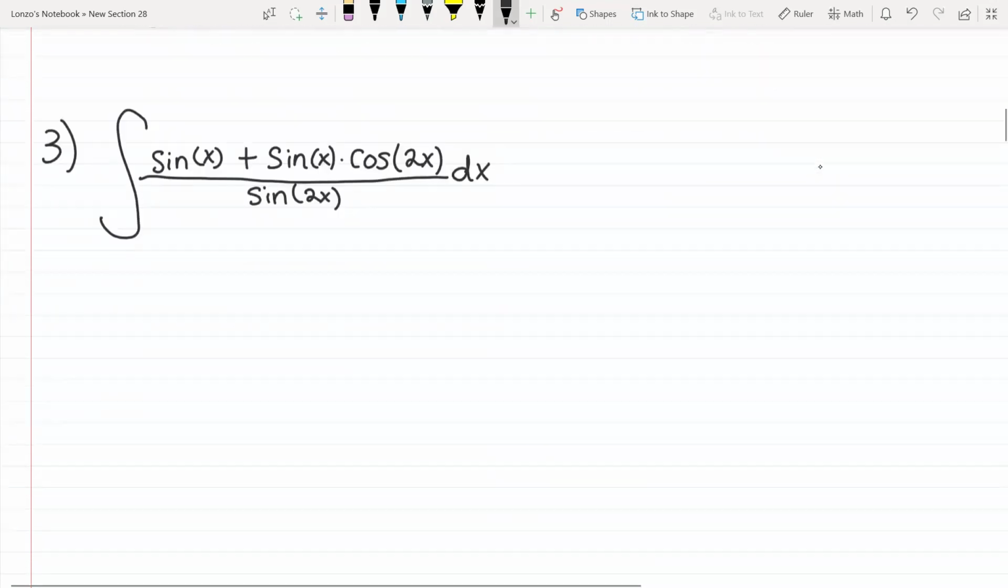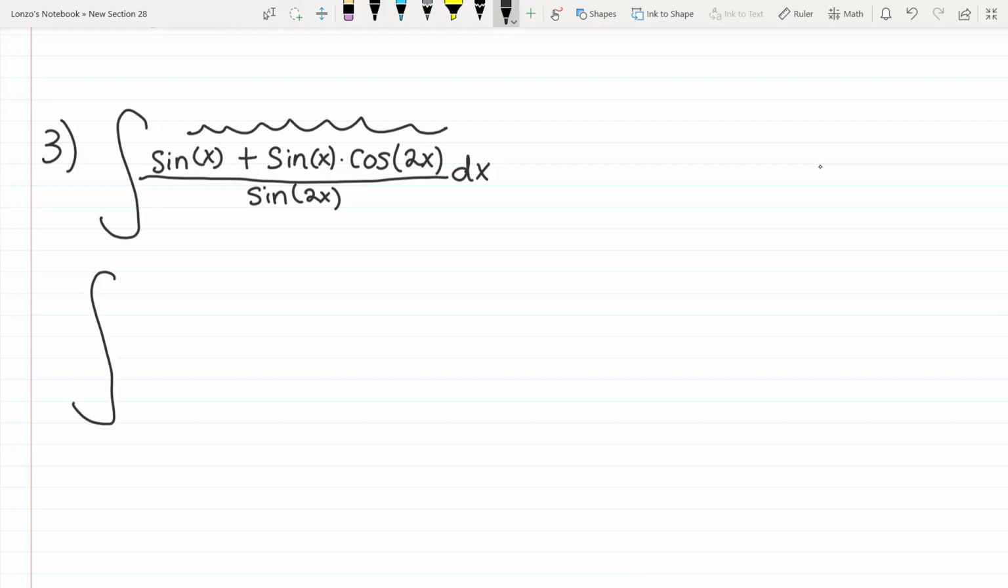Okay. Number 3. The integration of sin x plus sin x times cosine of 2x all over sin of 2x. Okay. What should I do? Well, we're going to have to know one of your identities. On the numerator, is there anything we can do? Is there anything we could factor? Yes, it looks like they both have a sin x, so I'm going to factor out a sin x.